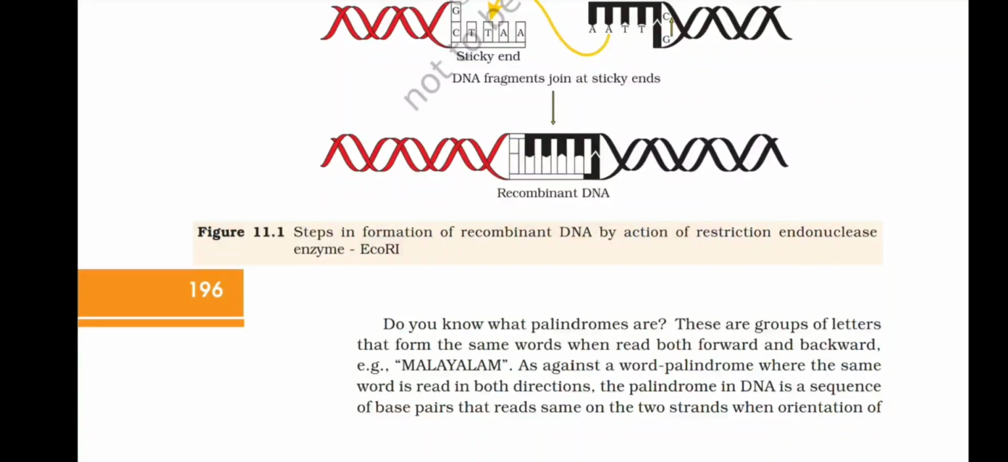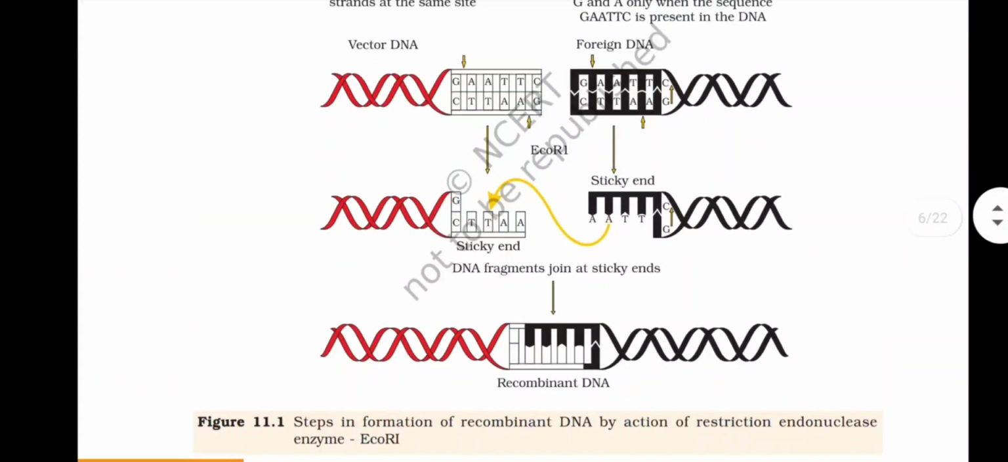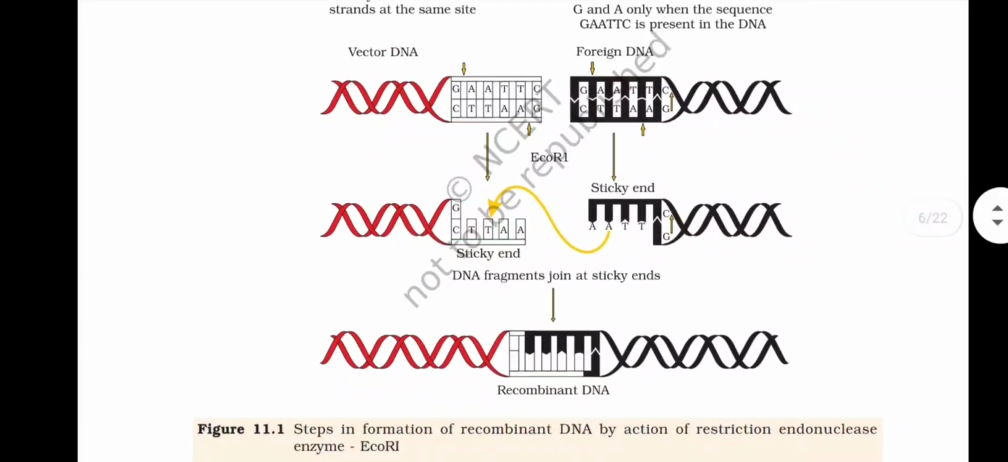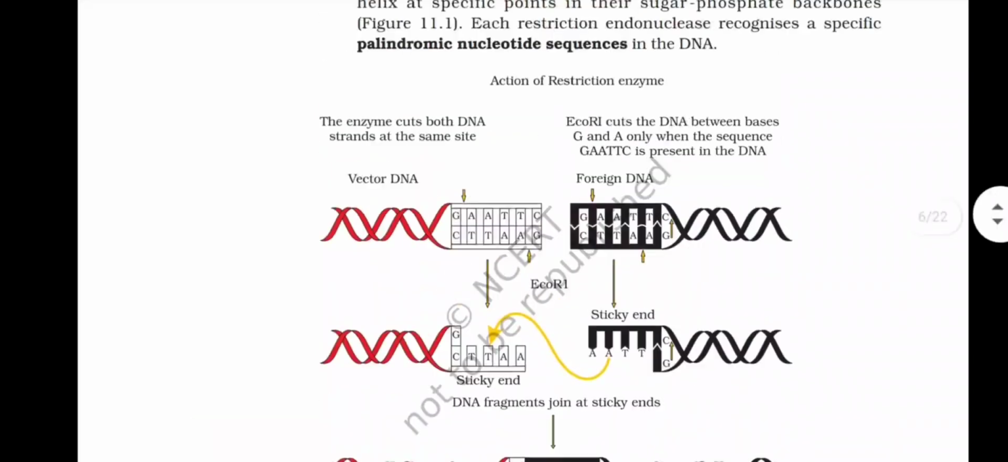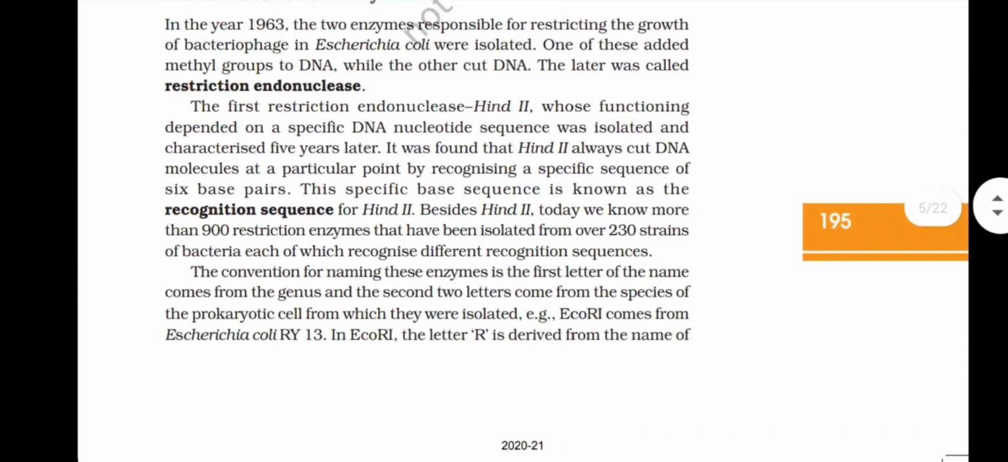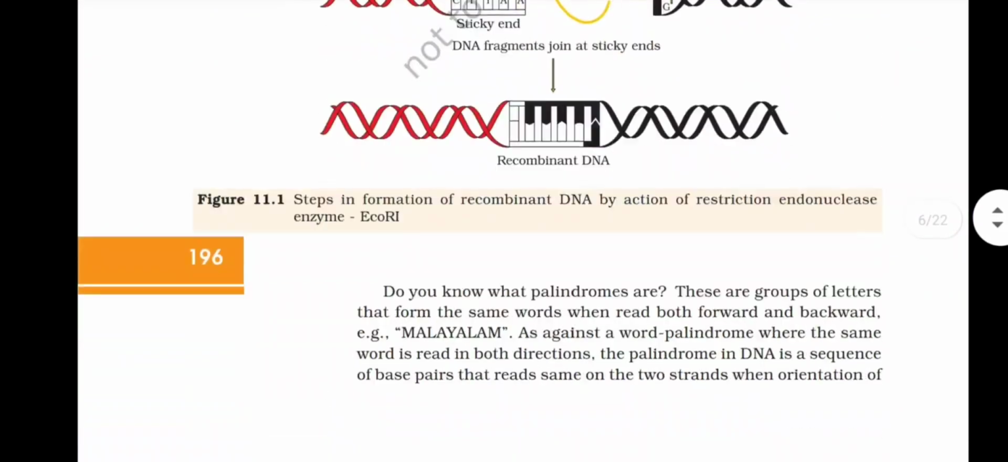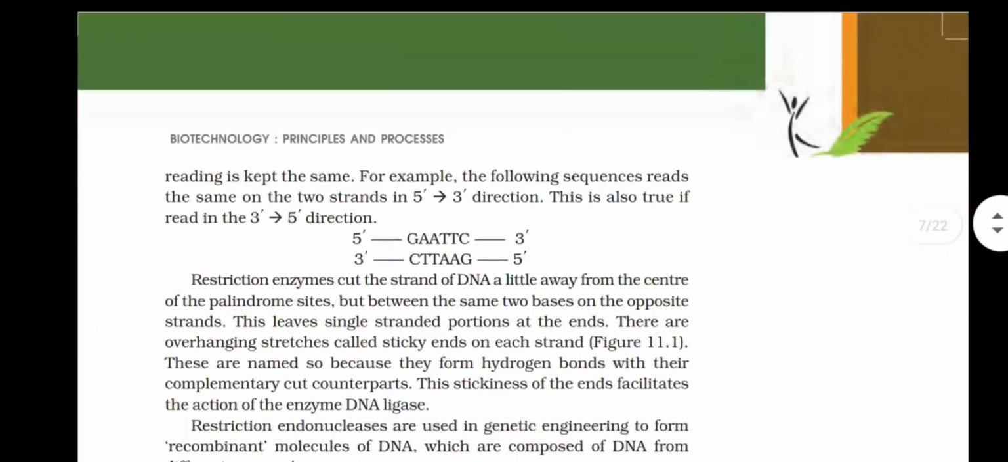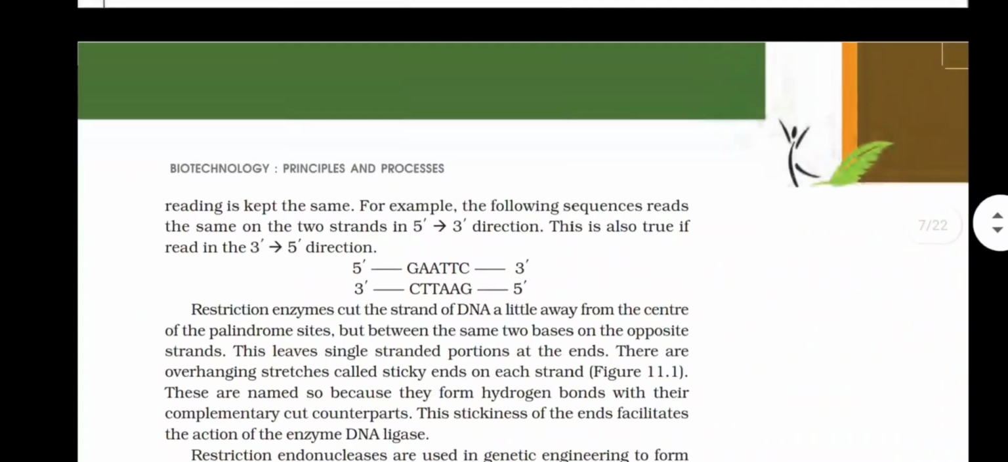Now it would be wrong to say that. The new strand of DNA would be known as recombinant DNA. So basically these are the steps in formation of the recombinant DNA by the action of restriction endonuclease enzyme on E. coli. So you must remember what E. coli is, Escherichia coli RY13.